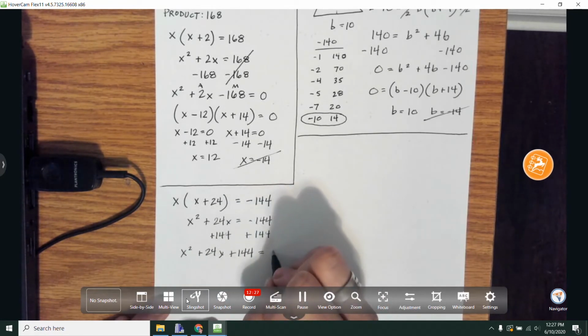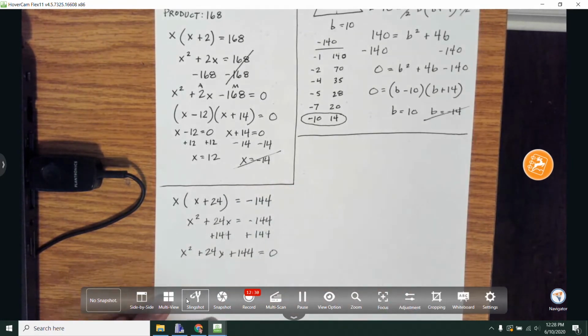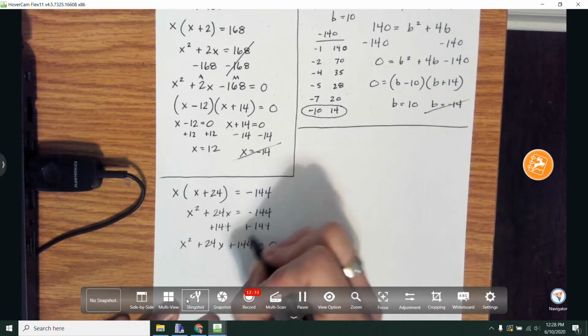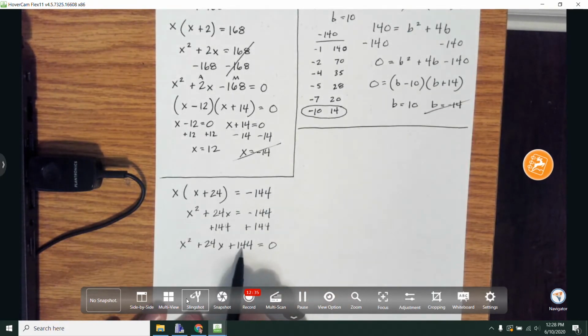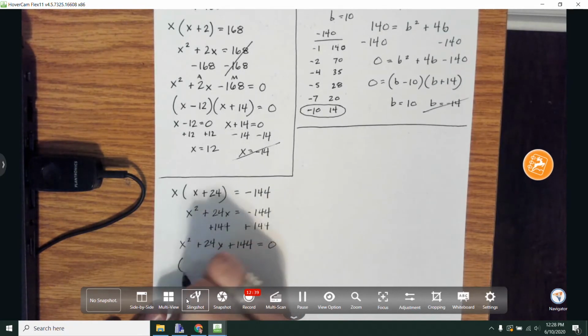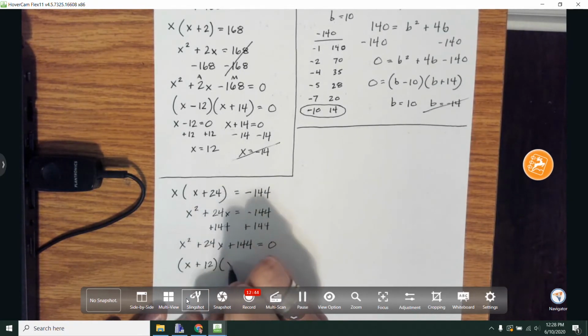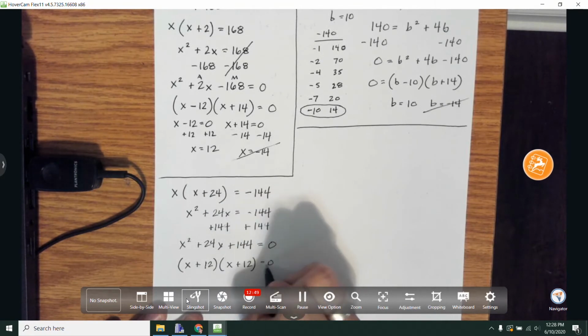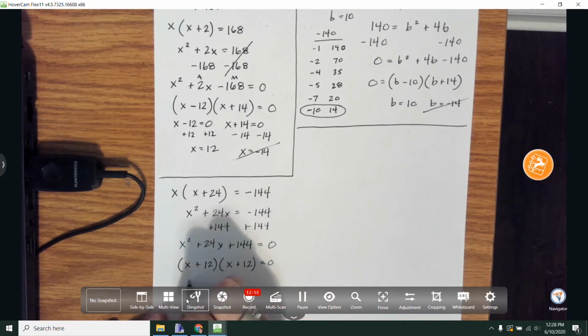You can look it up in a calculator. One of the easiest math facts I can remember to give us 144 is 12 and 12. And 12 plus 12 gives us that 24. So this thing's going to be x plus 12 and x plus 12 equals 0. So we would find that x equals negative 12 here.